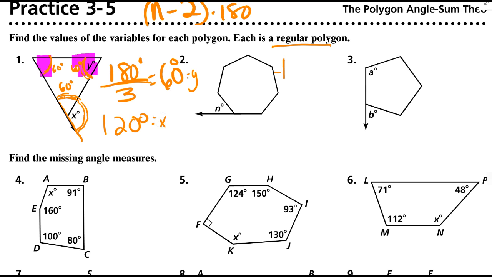Now for number 2. I'll switch ink colors so that you don't get too confused here. So we have another regular polygon, meaning sides congruent, angles congruent, and all they care about is this angle out here.